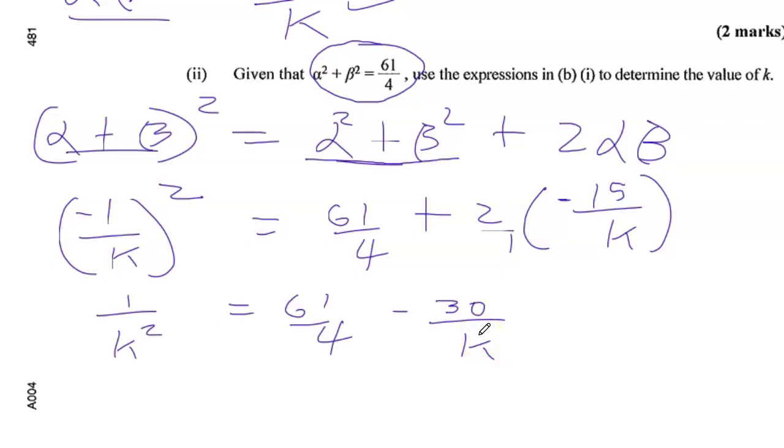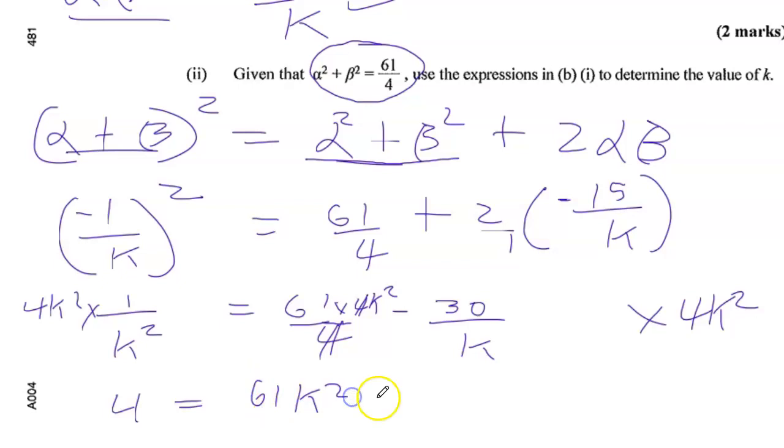So we can multiply both sides by the LCM. The LCM in the entire expression is 4k squared. So we're going to multiply each term by 4k squared. Multiply this by 4k squared, we're left with k squared, cancel k squared, so we're left with 4. Multiply this by 4k squared, 4 into itself cancels, so we're left with 61k squared.